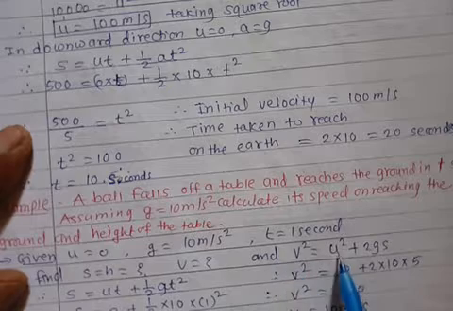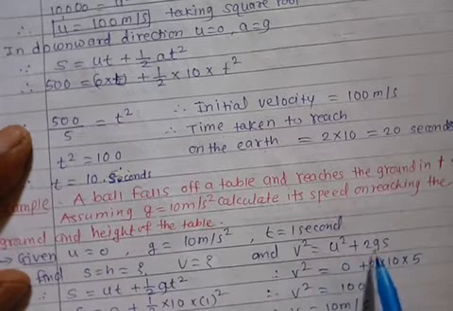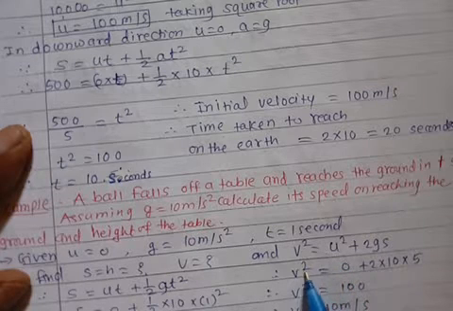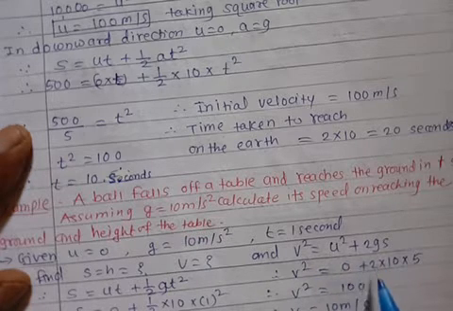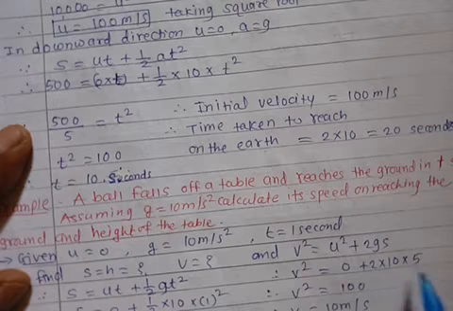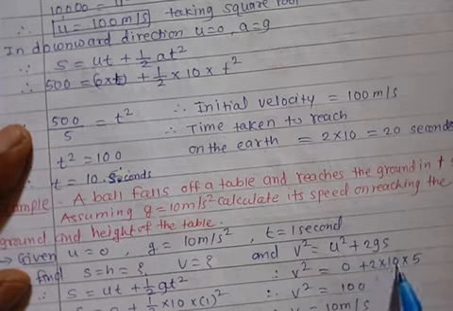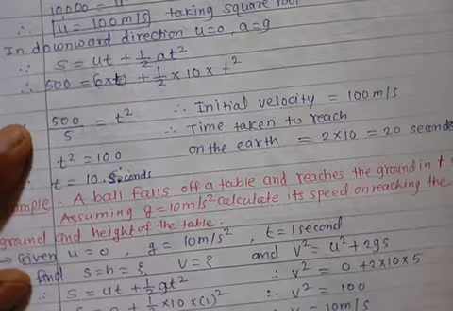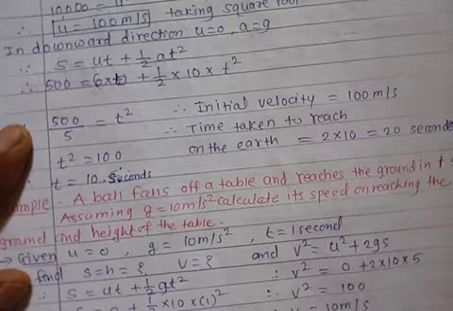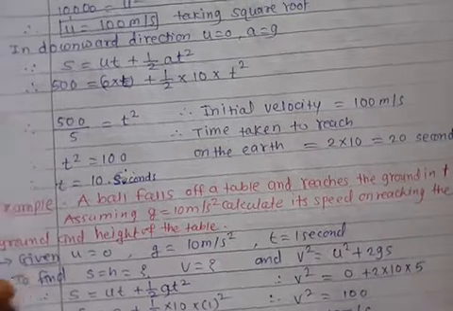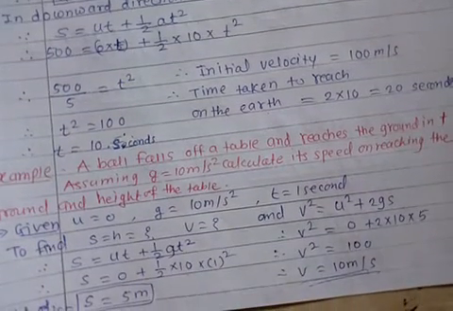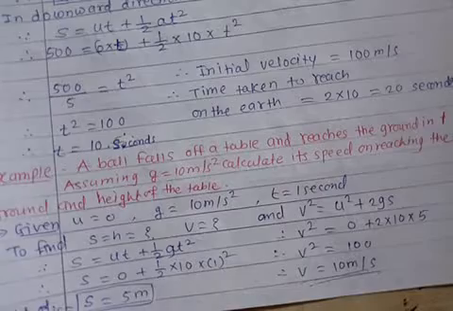Then v square equals u square plus twice gs. V is the final velocity, which you have to find. U is 0, 2, g is 10, s is 5, so 2 into 10 is 20, into 5 is 100. That is, v square equals 100. Therefore v equals 10 meter per second. It is the velocity of that ball at the time of reaching the ground.